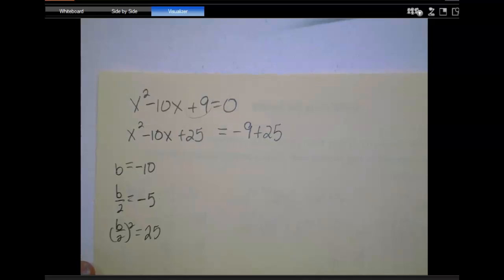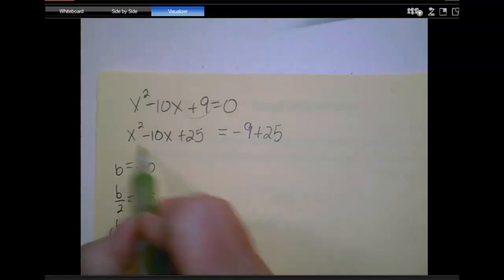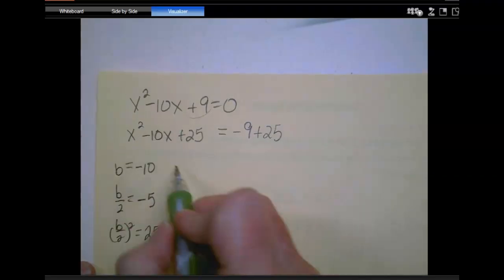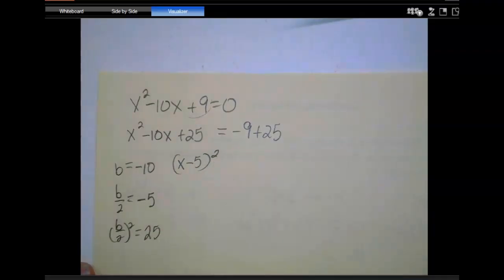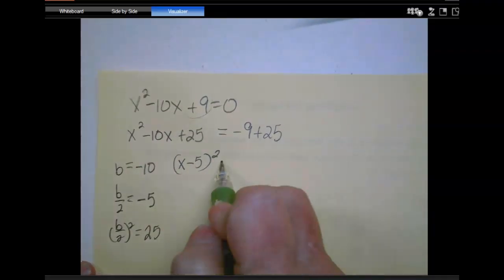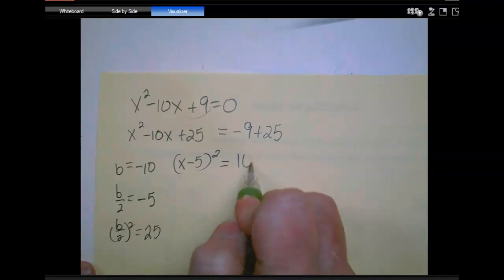Everybody okay? So now I want to rewrite this as a perfect square. So this gets written as (x - 5)^2, correct? And on this side, -9 plus 25 is 16.